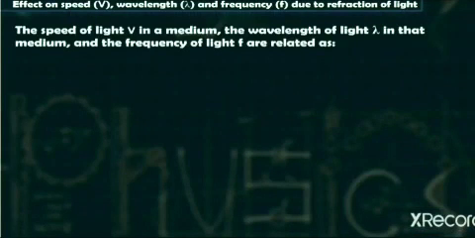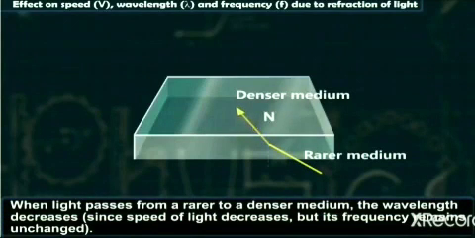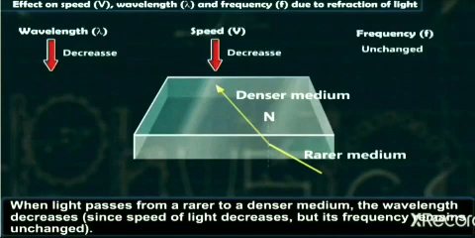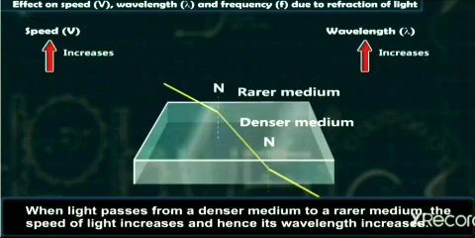3. The speed of light v in a medium, the wavelength of light lambda in that medium, and the frequency of light f are related as v is equal to f lambda, or frequency f is equal to v upon lambda. Let this be equation 2. When light passes from a rarer to a denser medium, the wavelength decreases, since speed of light decreases, but its frequency remains unchanged. When light passes from a denser medium to a rarer medium, the speed of light increases, and hence its wavelength increases.